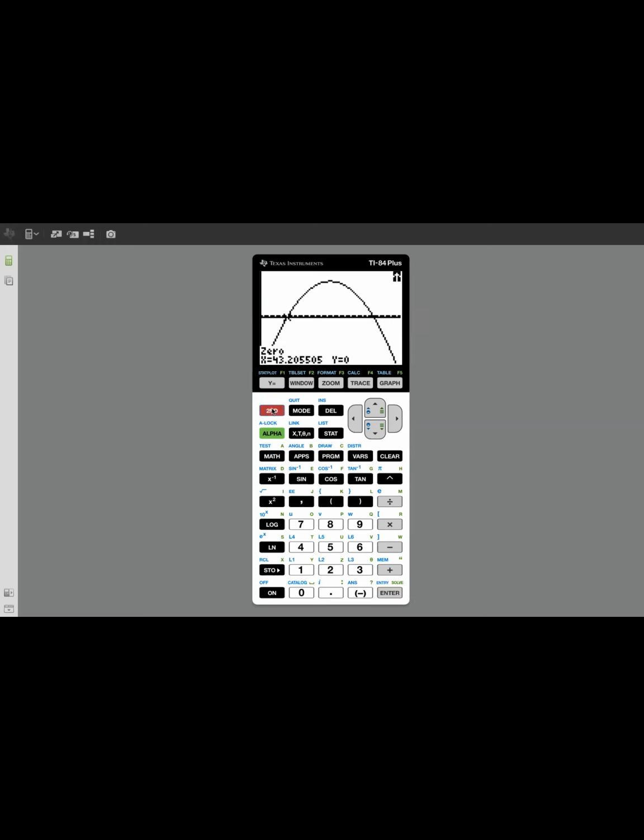To find that, I'm going to find the 0. So second trace 0. I'm going to get my left bound. That's a good one. And then get a right bound, so move to the right of where that 0 is. All right. And the calculator has found that they reach 0 profit again if they sell about 86,794 or so tickets.